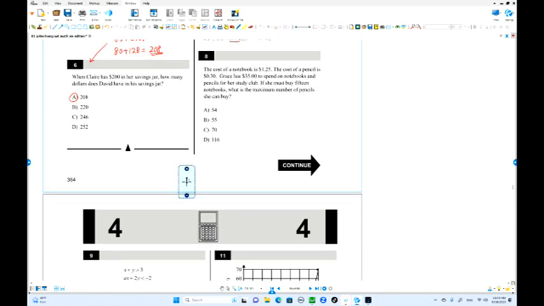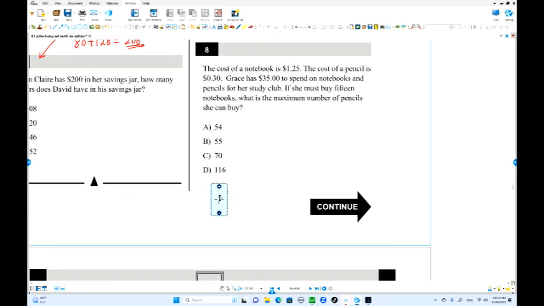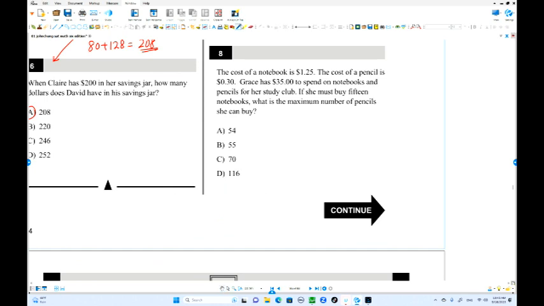Here is number 8. Cost of a notebook, $1.25. Pencil, 30 cents. Grace has $35, the maximum amount to spend on notebooks and pencils together. She must buy 15 notebooks. Over here, 15. What is 1.25 times 15? 18.75, right?